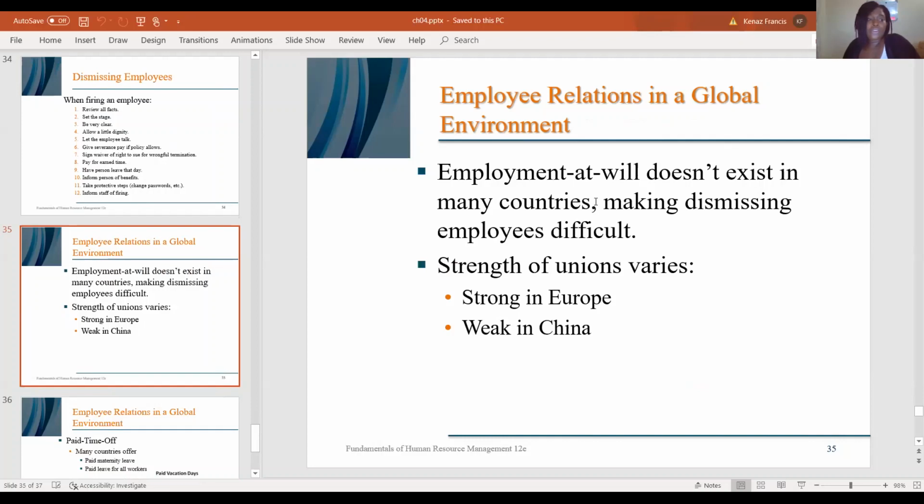All right, so employee relations in a global environment. Employment at will does not exist in many countries, making dismissal of employees difficult. It doesn't exist in Antigua. It's strong in Europe. And the strength of unions varies: it's strong in Europe and weak in China. It speaks to the cultural clusters that we would have spoken about, right?